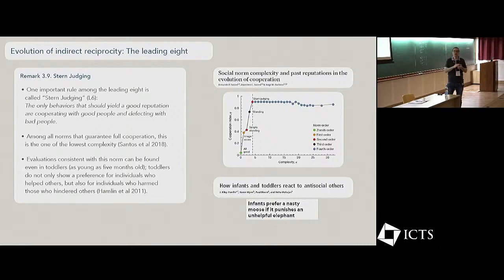Okay, so stern judgment is the red one. Yeah, that's right. Stern judging is, among all the ones who give you high cooperation, the simplest one. Yeah, that's right. Yeah, or as much. I'm not sure whether these blue points are above or below, but yeah. All right.